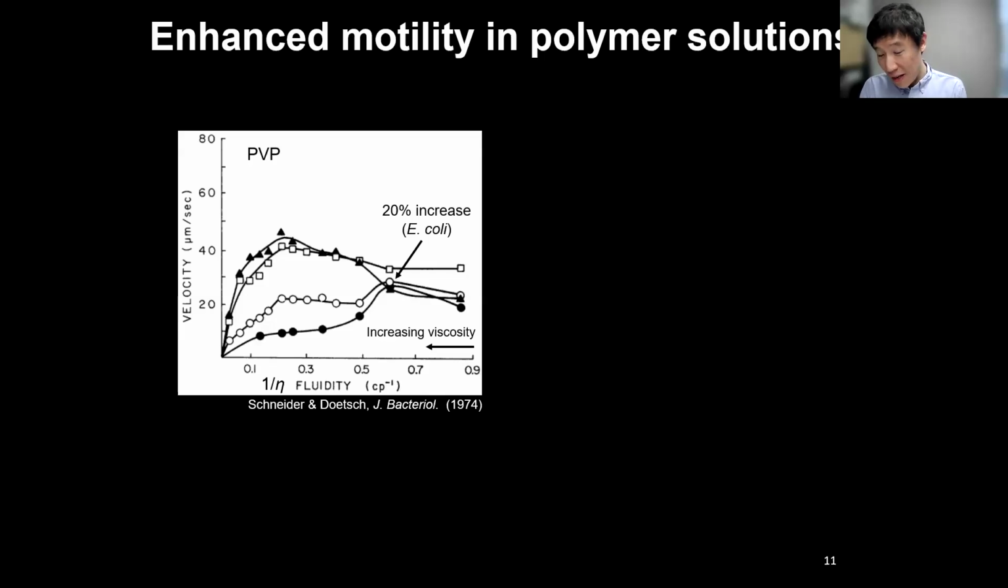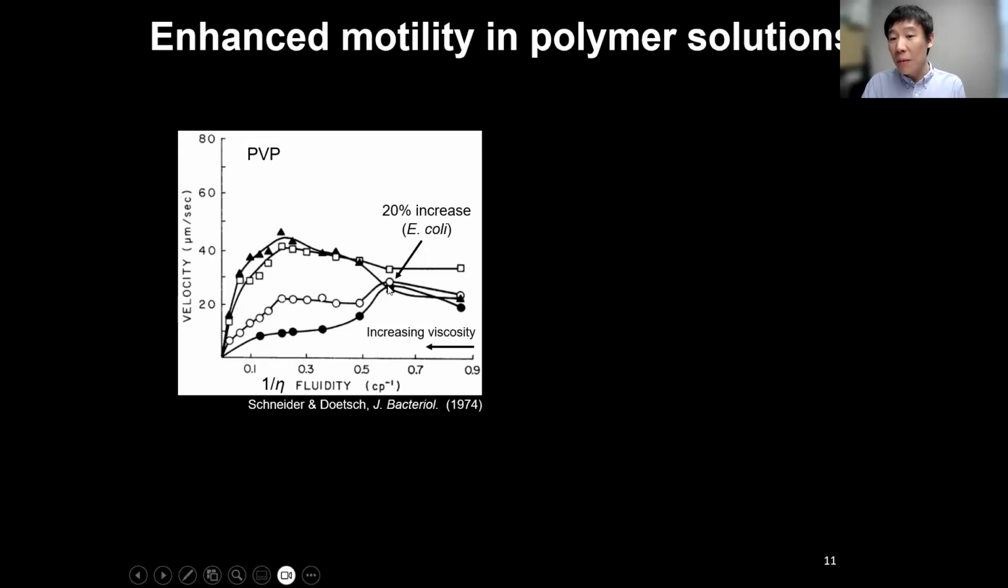So very interestingly, when you add a little bit of polymer into a solution, increasing the viscosity a little bit, bacteria actually swim faster, as you can see from this line here. They plotted bacteria swimming speed as a function of 1 over viscosity, called fluidity. So you can see from right to left, while increasing viscosity, there's always a peak for different types of flagellated bacteria. Circle one is for E. coli. You can see the speed go up a little bit.